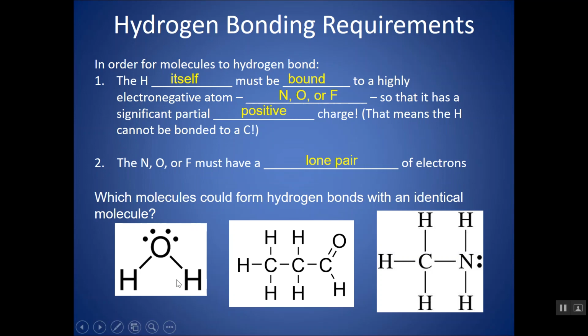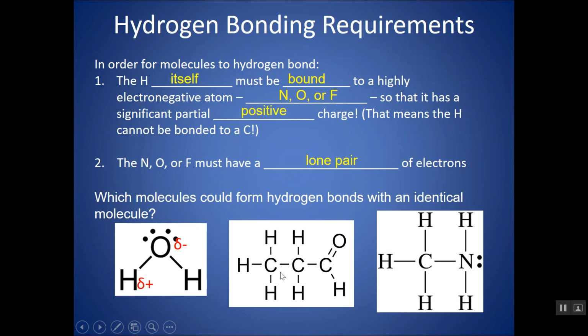So let's look at this molecule here. Can this form hydrogen bonds? We just talked about it. Yes, water can. The N, O, or F has lone pairs on it. Here's my H that's bonded to the O. That would give this O a slight negative charge, this H a slight positive charge. So if another water comes along, this hydrogen could hydrogen bond with the N, O, or F of the other water molecule. Notice that the H itself has to be connected to the N, O, or F. That's how it gets its positive charge.